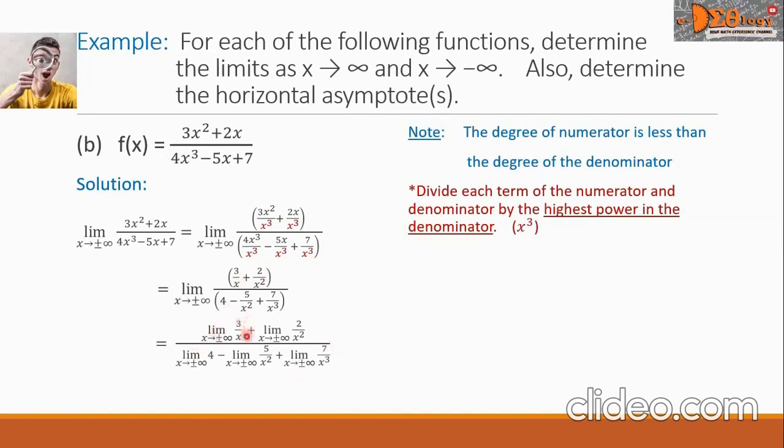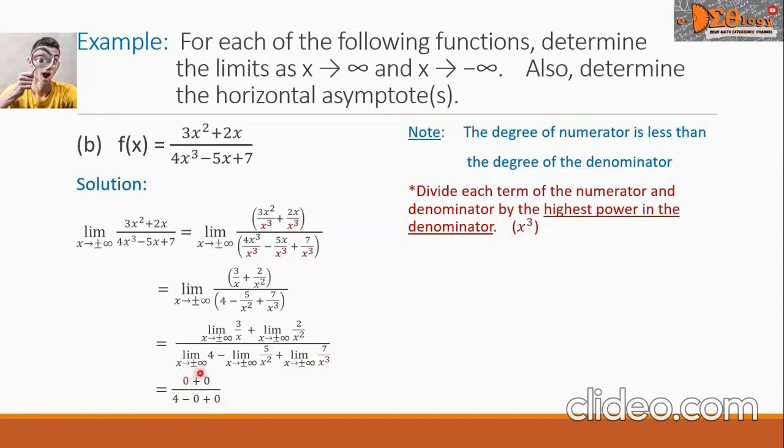So the limit of 3 over x as x approaches plus or minus infinity becomes 0, plus the limit of 2 over x squared as x approaches plus or minus infinity is also 0, all over, in the denominator, the limit of the constant 4 as x approaches plus or minus infinity is simply the constant 4 itself, minus the limit of 5 over x squared as x approaches plus or minus infinity becomes 0, plus the limit of 7 over x cubed as x approaches plus or minus infinity is also 0.